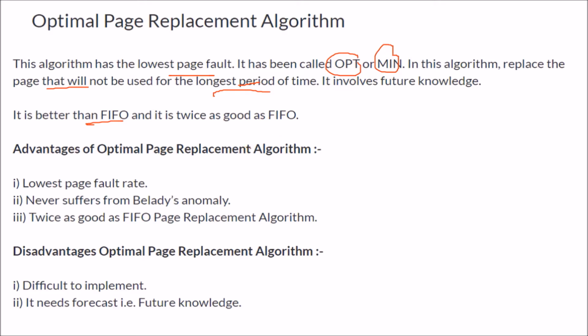It has some advantages and disadvantages. The advantage of the optimal page replacement algorithm is that it has the lowest page faults, and it will never suffer from Belady's anomaly, because if you increase the frames, the page faults are not going to increase, and it is quite good, better than FIFO. But there are disadvantages because it involves future knowledge. It needs some forecasting, and it is difficult to implement also.